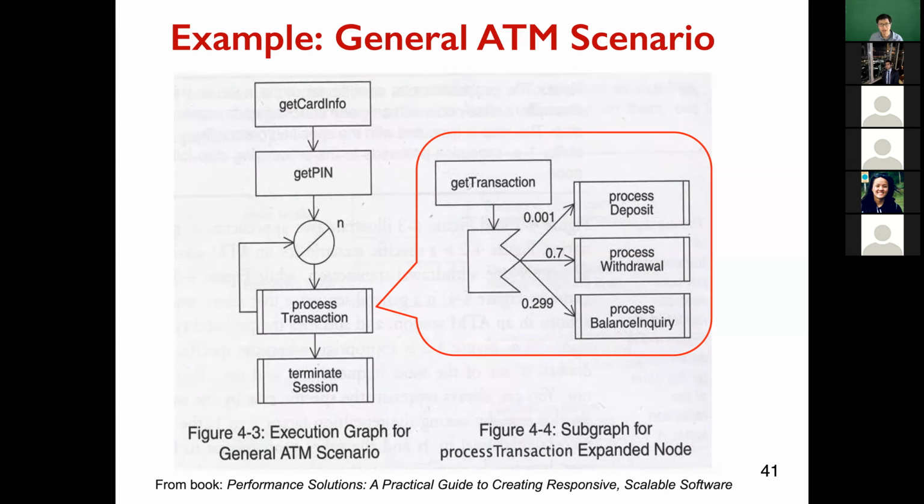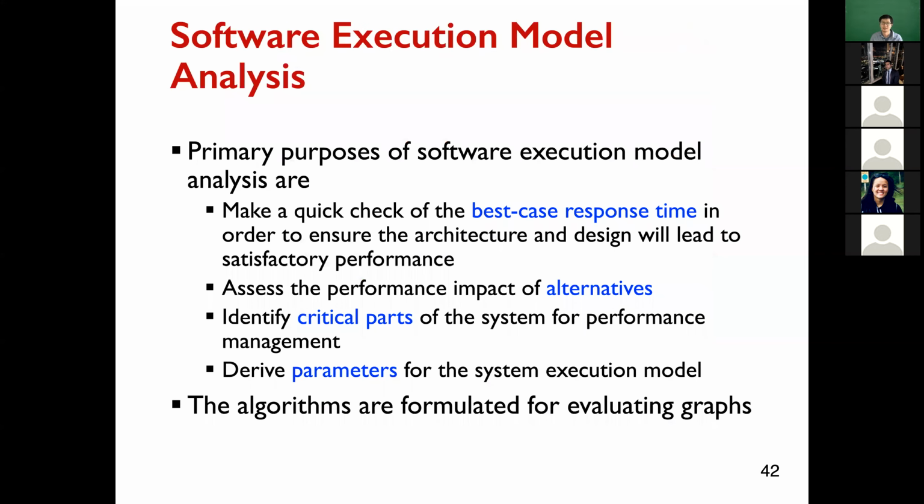So how do we analyze the software execution model? We have a graph here, but using this graph, how do we understand the response time or the CPU usage of an ATM machine, right? So we talk about how to analyze an execution graph.